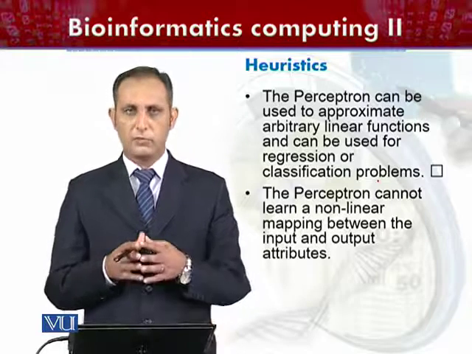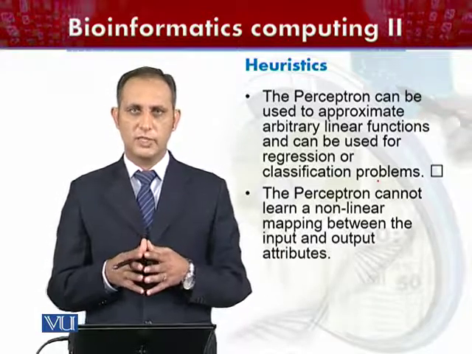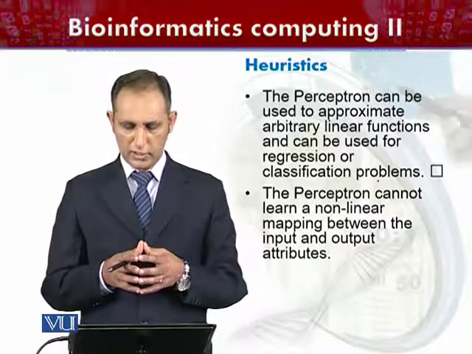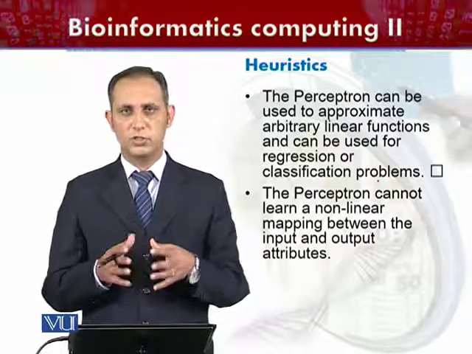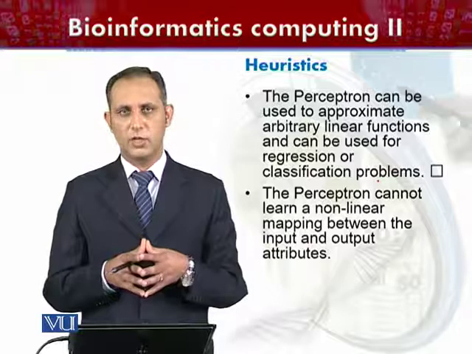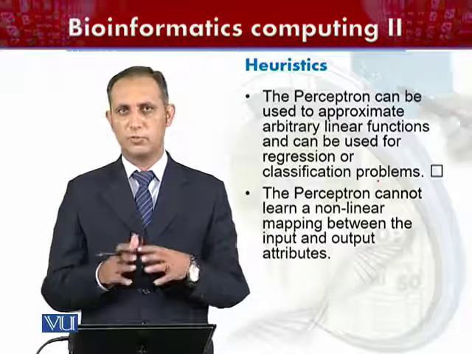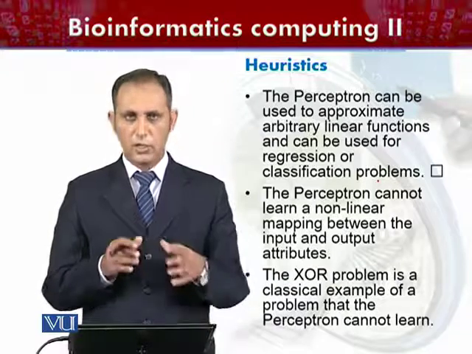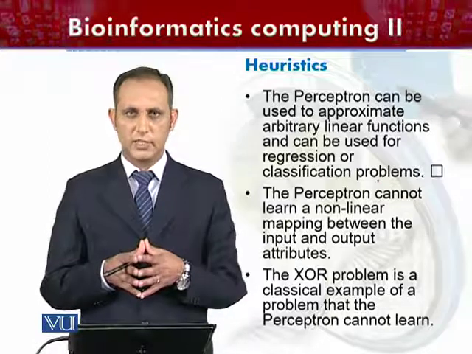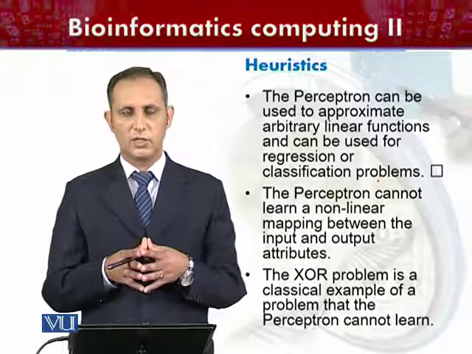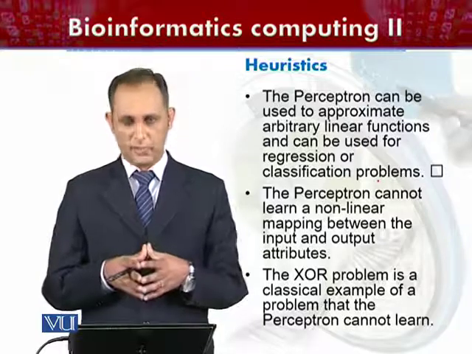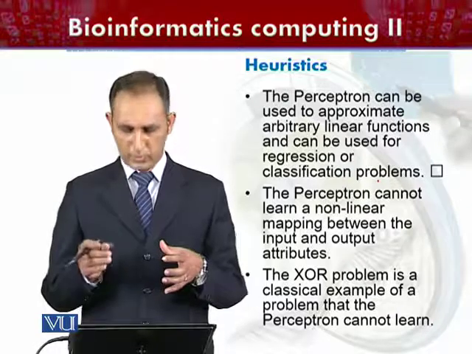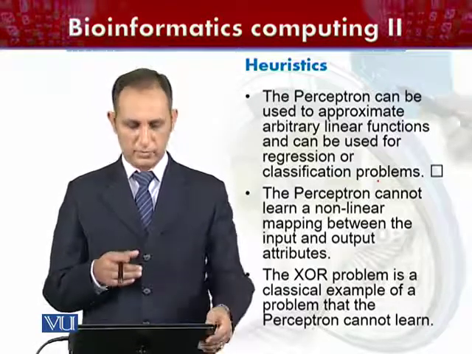Now, one thing to be noted is that the perceptron cannot learn a nonlinear mapping between the input and the output attributes. This is one of the limitations of the perceptron. But if we do not have these types of problems, then perceptrons work very well. The problem we discussed, arbitrary nonlinear mapping, they cannot learn. The XOR problem is one of the classical examples of a problem that the perceptron cannot learn.